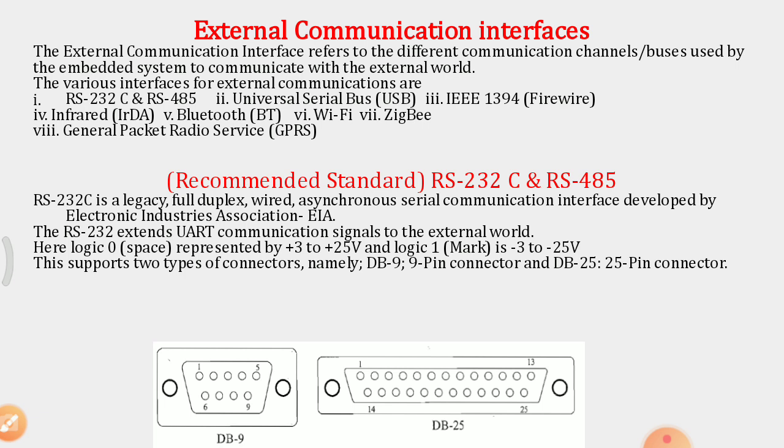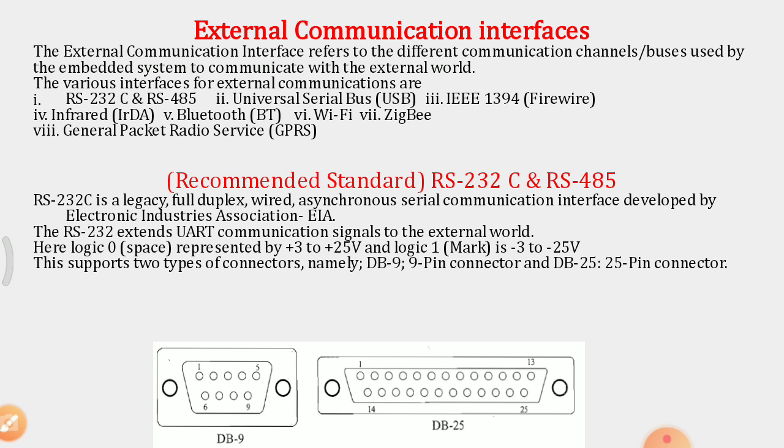After onboard communication, we will move on to external communication interfaces. Here, the external communication interface refers to the different communication channels or buses used by an embedded system to communicate with the external world. So the embedded system is going to be connected with the external world by using some channels or buses.